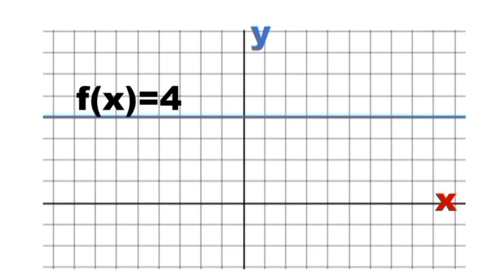f of x equals 4 is a horizontal line, so for any value of x, the output is still equal to 4. So f of 2 still equals 4. The limit of 4 as x approaches 2 is 4 also.